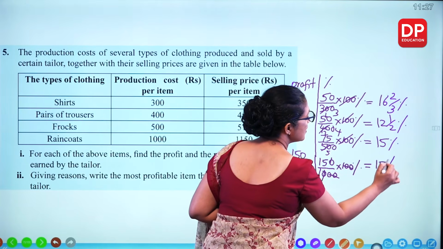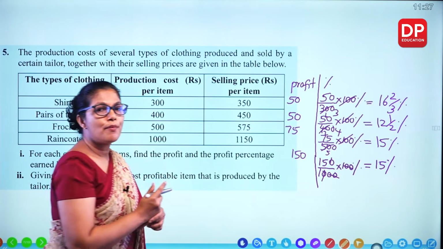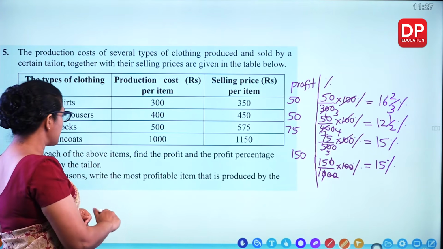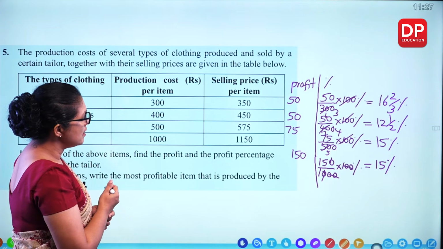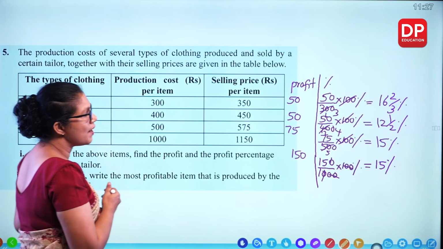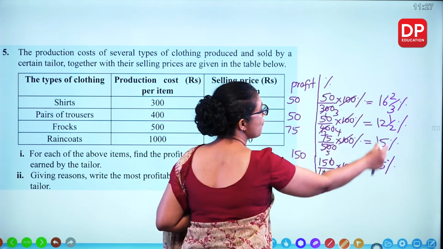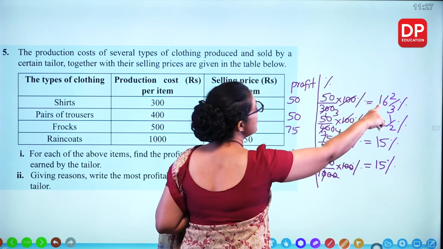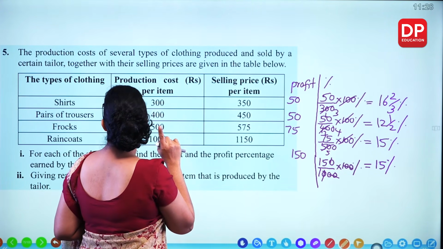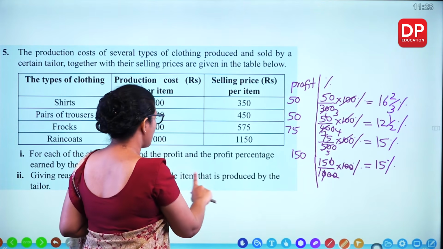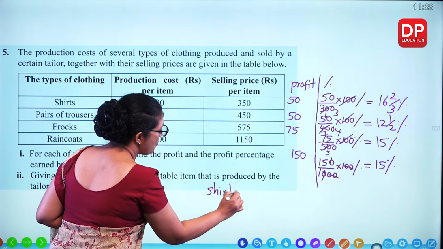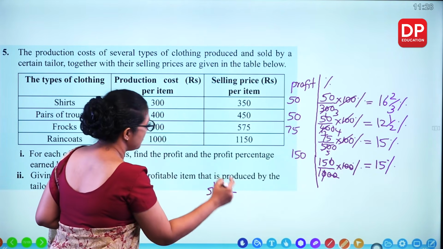15%. Now we calculate the profit and the profit percentage. Giving reasons, the most profitable item. How can we identify the most profitable one? When you look at the profit percentage, this one is the most profitable one. That means shirts. So you can write shirts are the most profitable item.